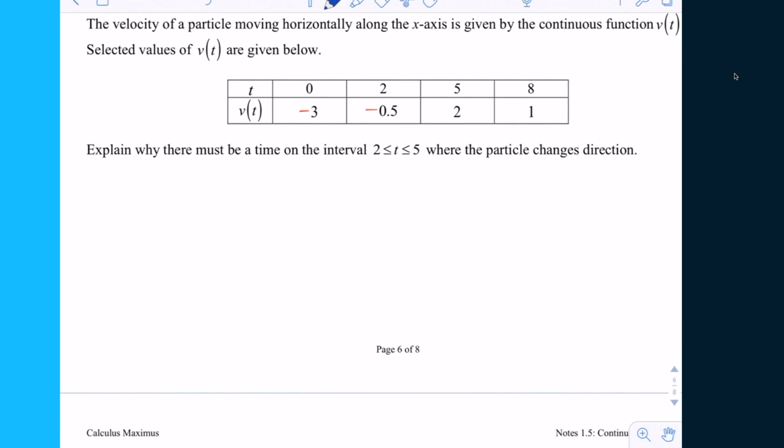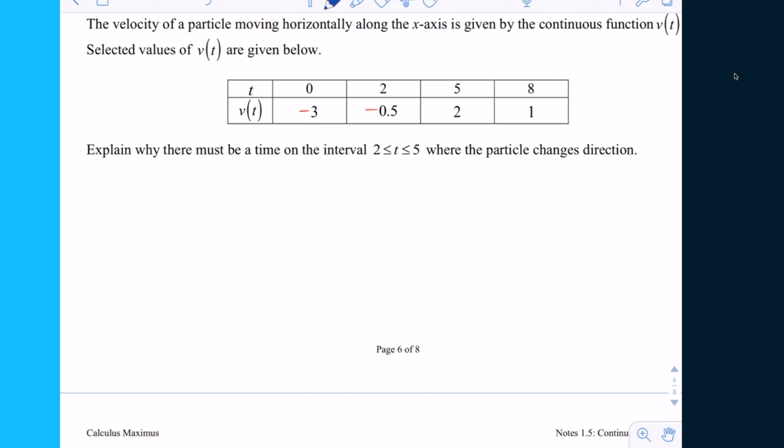All right. So here we go. It says explain why. My bad. I got you all riled up. Explain why there has to be a time on the interval from 2 to 5 where the particle changes direction. Okay, so let's think of what velocity is. Velocity is speed with direction. It's a vector quantity. So if we're moving on a horizontal axis, a negative velocity means your position is decreasing. So you're moving to the left. And positive velocity means that your position is increasing, so you're moving to the right.